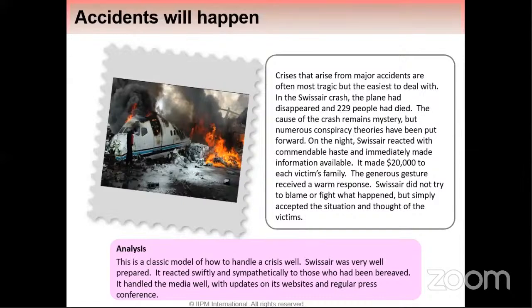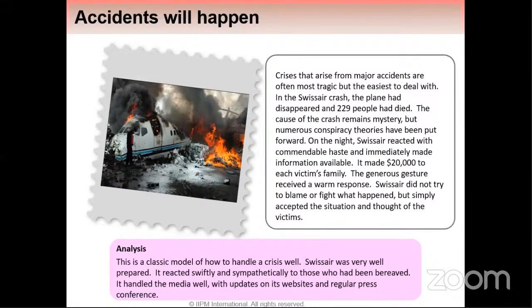Switch Air reacted with commendable haste and immediately made information available to the whole world. It gave $20,000 to each victim's family. The generous gesture received a warm response. Switch Air did not try to blame or fight what happened, but simply accepted the situation and thought of the victims. So what do we need to learn from this?